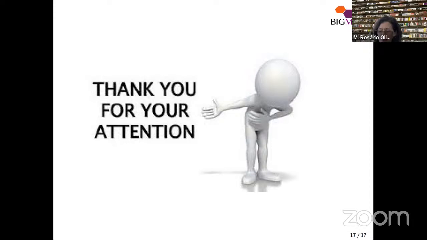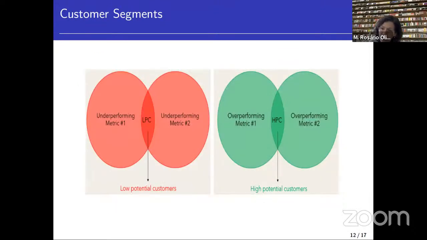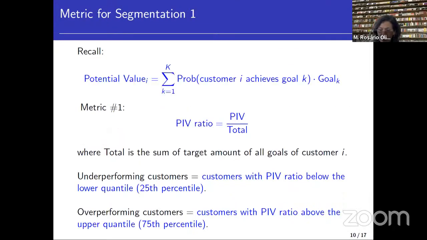So maybe while people write in the chat or raise their hand, I can ask a question about the segmentation of the clients. You did this underperformance and overperformance based on the 25 and 75%. Yeah.